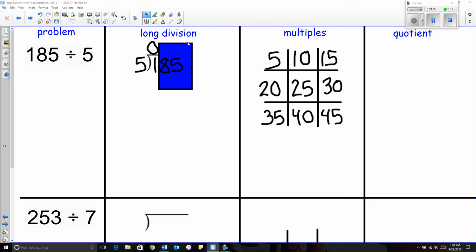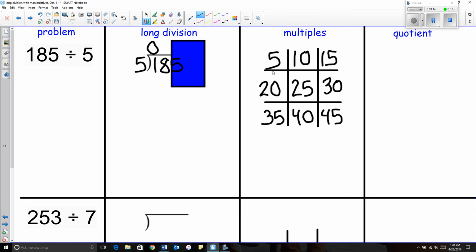Then I'm going to take my card and I'm going to move it over to where I reveal the 18. So now I'm looking at 18. Now if I had 18 blocks, I could make one group of 5. I could make 2 groups of 5. I could make 3 groups of 5. I could not make 4 groups of 5 because I don't have 20 blocks. So I'm going to stop there at 3.